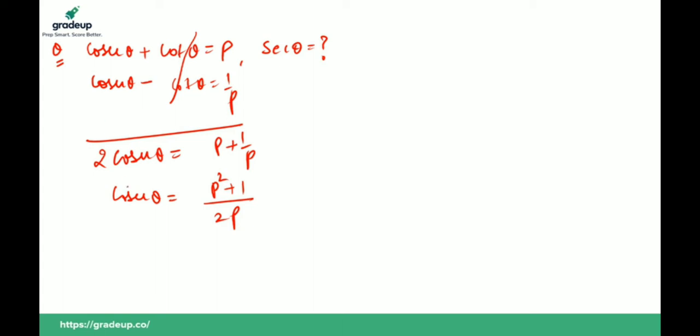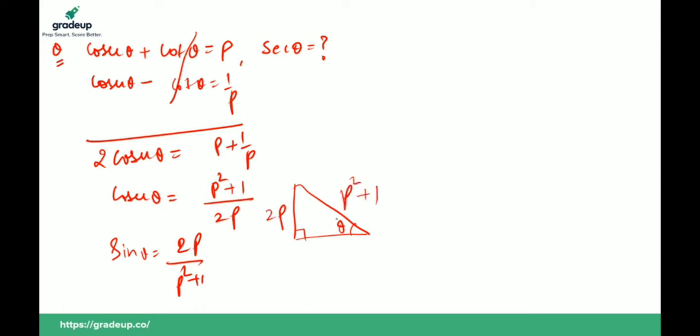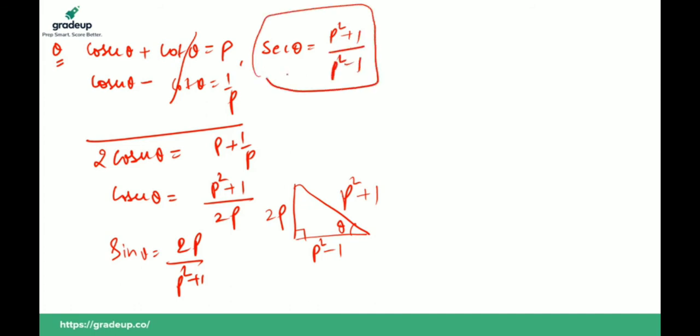All right. Now cosec theta is this. Then sin theta will be 2p upon p square plus 1. Now make a triangle here. This is your theta. And sin theta is what? Perpendicular upon hypotenuse. Then by Pythagoras theorem, you will always have this one. We have to find this value of sec theta. Sec theta is what? Hypotenuse upon base. All right. So this will be your answer. I hope you got the point.